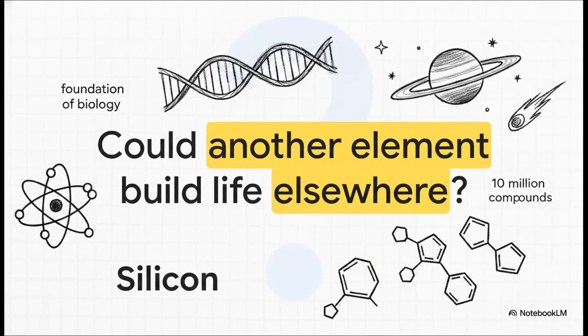We have journeyed all the way from a single atom needing 4 electrons to the master builder of 10 million compounds and the very foundation of biology. So, I want to leave you with this provocative thought today. If carbon's unique sharing ability and tetravalency built all life on Earth, could another element with similar properties, perhaps sitting right below it on the periodic table, build life on another planet?